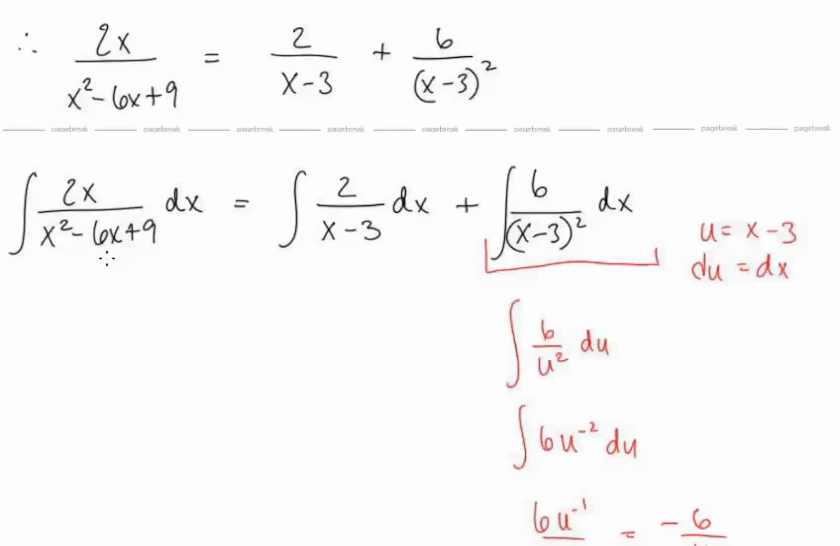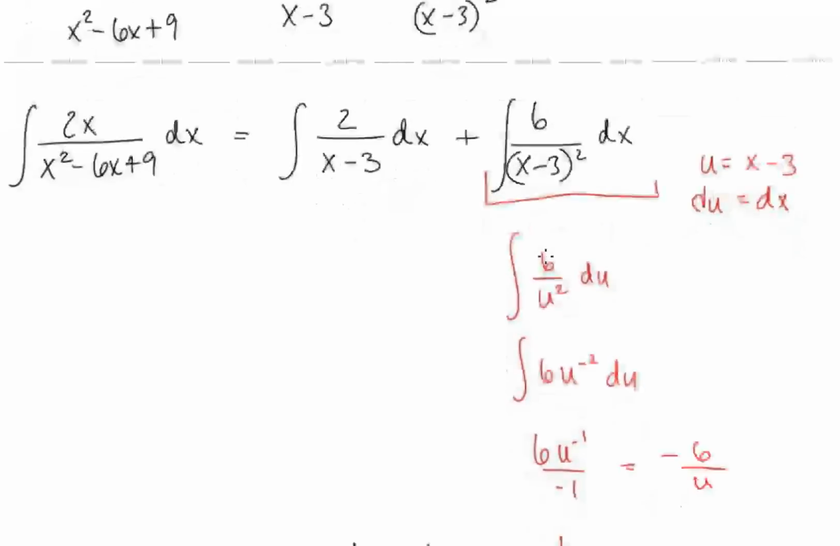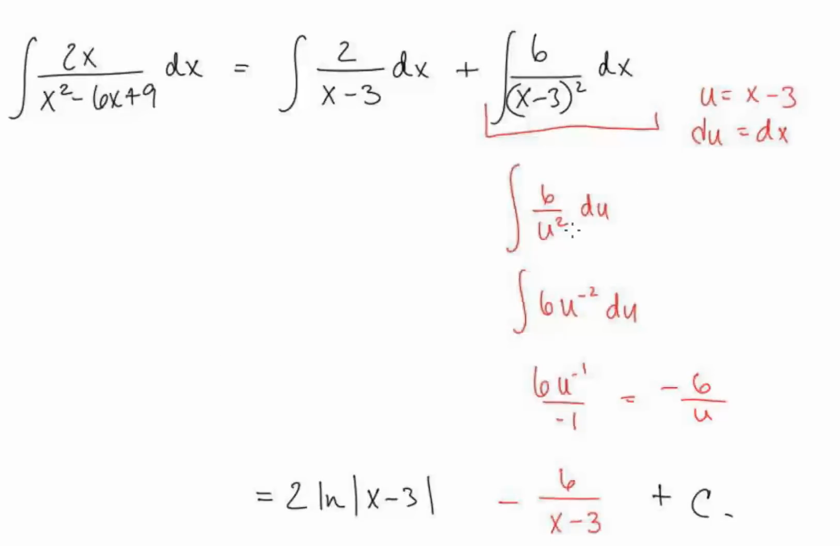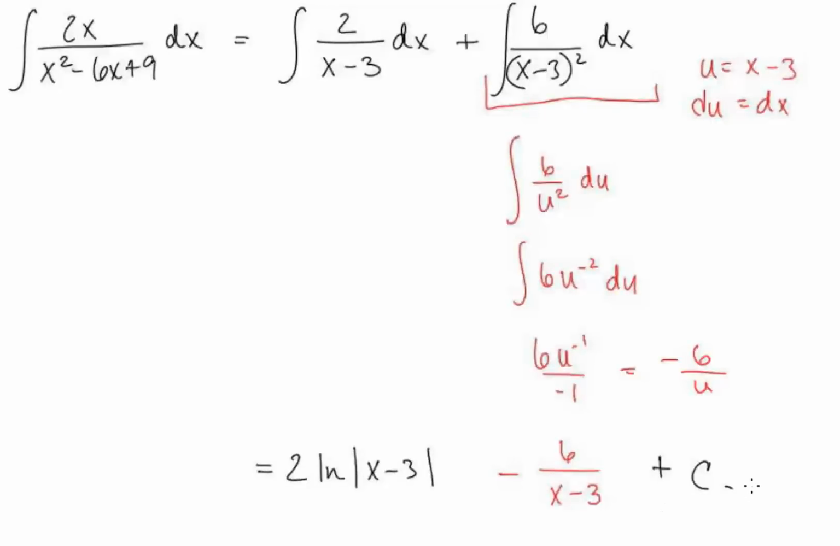So our original integral can be broken up into these two integrals now. This first one we know is going to be 2 ln absolute x minus 3. But let's take a look at the second one here. We need a u substitution. U is equal to x minus 3, then du is equal to dx. So this is 6 over u squared, or 6u to the negative 2 du. So integrating, we get 6u to the negative 1 over negative 1. So that's a negative 6 over u, or a negative 6 over x minus 3. And so that completes our integral there.